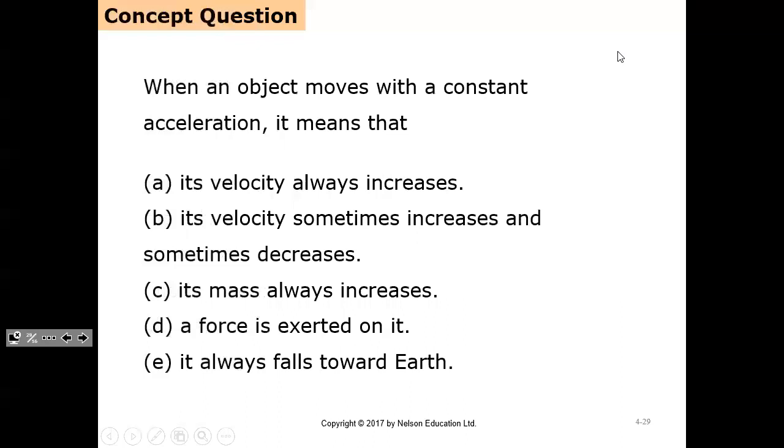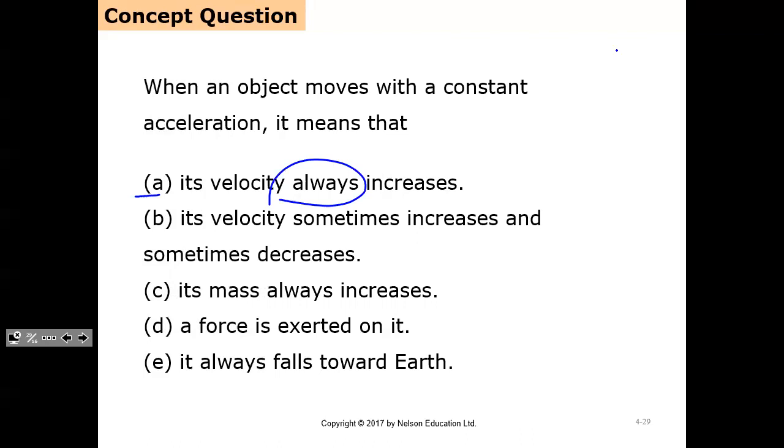So we have a concept question. When an object moves with a constant acceleration, what does it mean? Let's look at each of these statements. If something has a constant acceleration, can I say the velocity always increases? No. Always is the one that is giving the problem. If he says his velocity increases, okay. But when he says always, that is not correct.